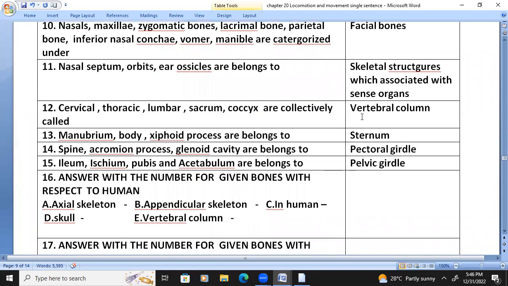Answer the number for given bones with respect to human. Axial skeleton number 80. Appendicular skeleton 126. In human, the total number of bones are 206. In the skull, the number of bones is 22. Vertebral column 26.